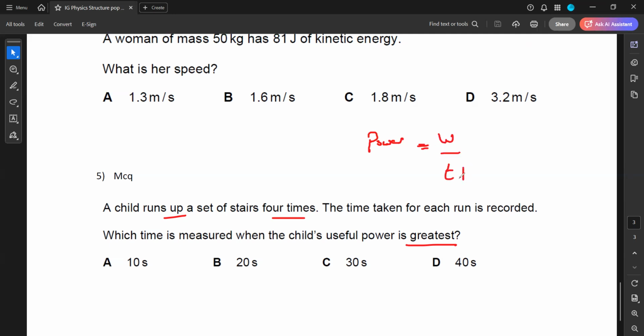If we take the shortest time to do the same amount of work, it means we develop more power. So which time is measured when the useful power is greatest? When the time is short, the power will be greatest. Which is the shortest time? A is the shortest time, so it will be the greatest power.